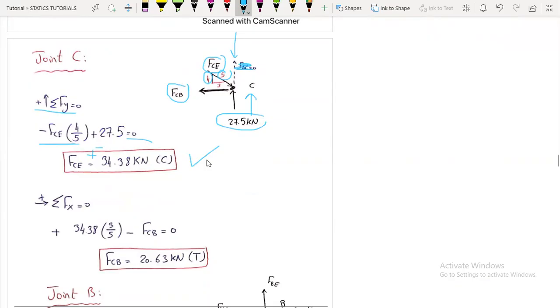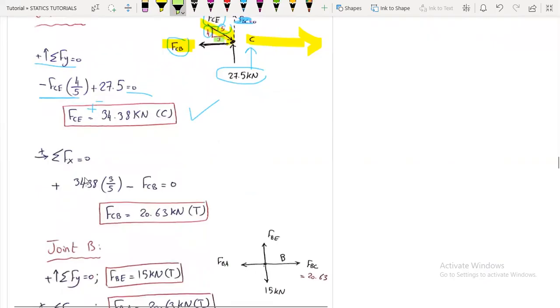Now, taking the summation of forces in the x direction, we have what? Here, minus FCB plus FCE multiplied by 3 over 5. So FCE is what? 34.38. So positive 34.38 multiplied by 3 over 5 minus FCB equals 0. We will get FCB to be 20.63 kilonewtons in tension. So our assumption is correct.